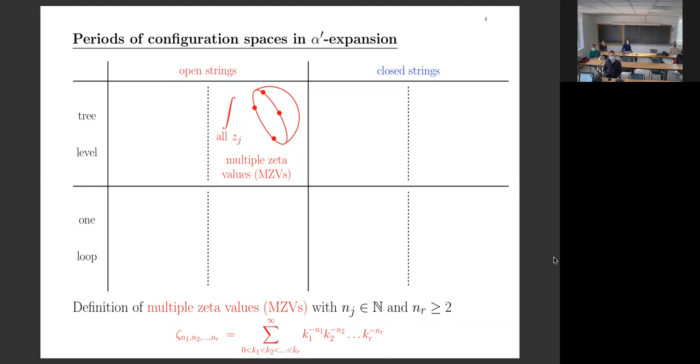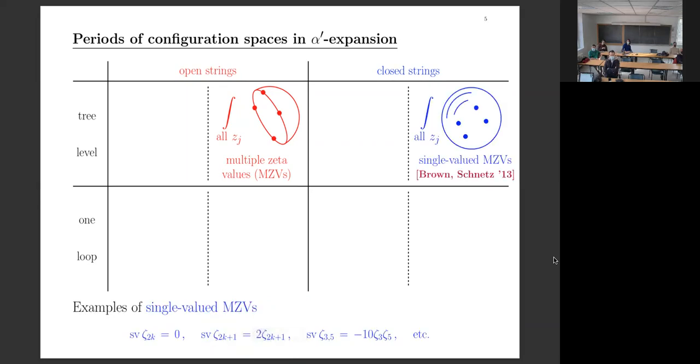This is open string tree level, where the most general object that you get from these puncture integrals is a multiple zeta value, here defined as a nested sum below. You will see that later on again. So for the moment, this is the overview part. So please don't bother to read all the definitions in detail.